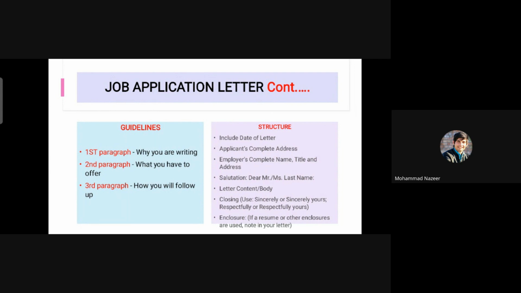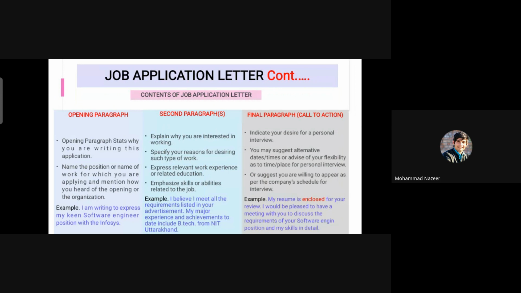Enclosure is something you are going to attach, definitely either your resume or your CV. That is a document which is a kind of proof for all the credentials you have scored. So that is how the company will come and follow you up.